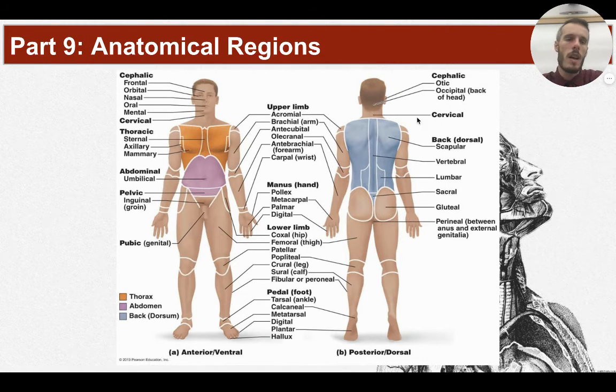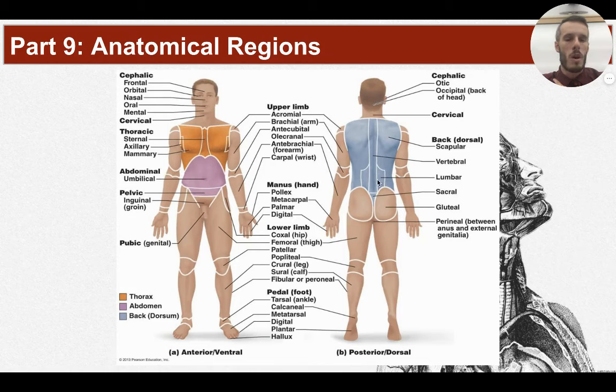Okay, so now we get to the posterior portion of the body. We've talked about most of these already, but there's two other portions of your head. So otic is your ear, and then occipital is the back of your head. Then when we get to your back, scapular, that is going to be, again, the lateral and upper portion of your back, near where your scapula are. Vertebral is the more medial portion of your back, where your vertebrae would be.